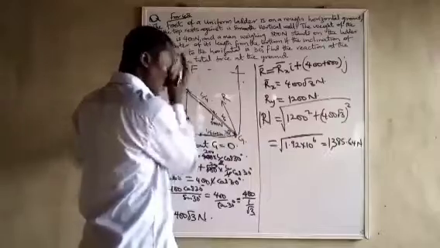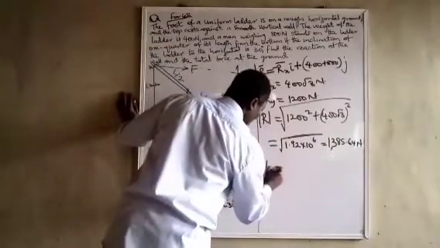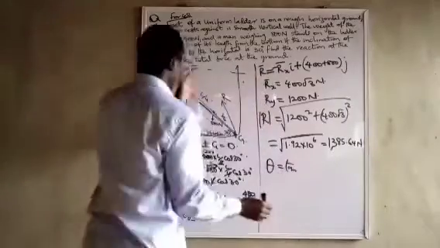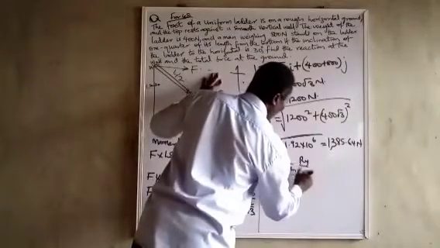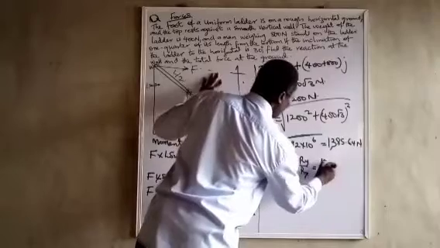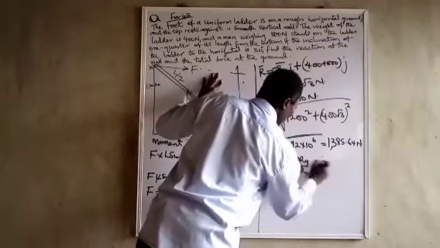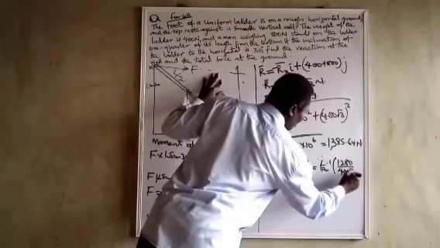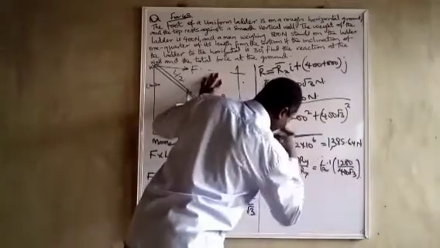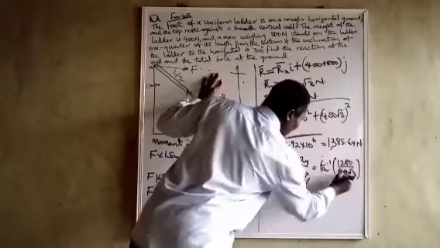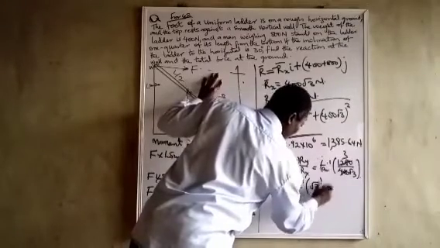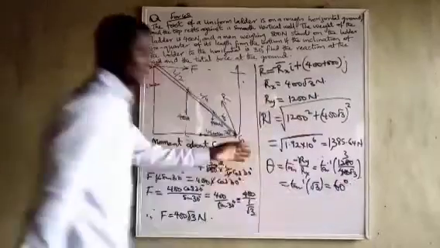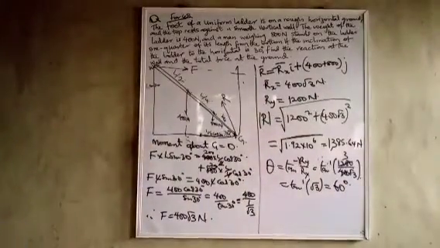For us to find the direction of R, theta is equal to tan inverse of Ry over Rx. And this is equal to 1200 over 400 root 3. So you can see that it's tan inverse of root 3, which is 60 degrees. So this one is even faster.